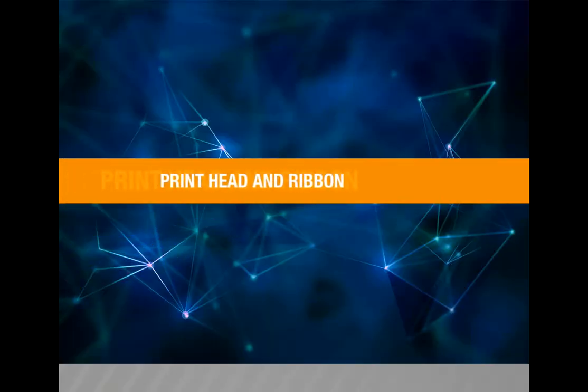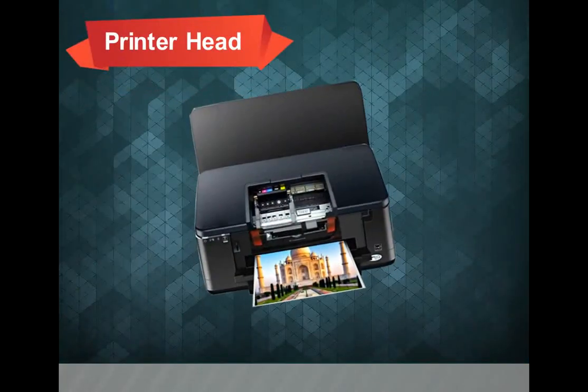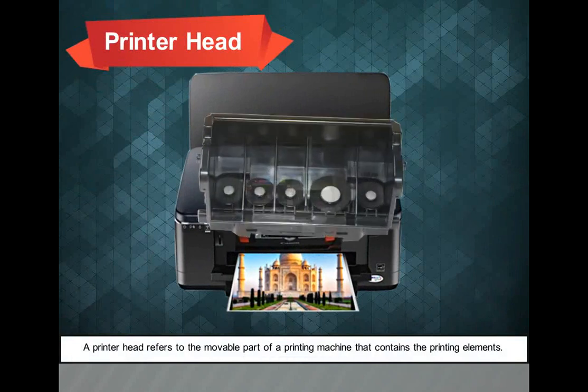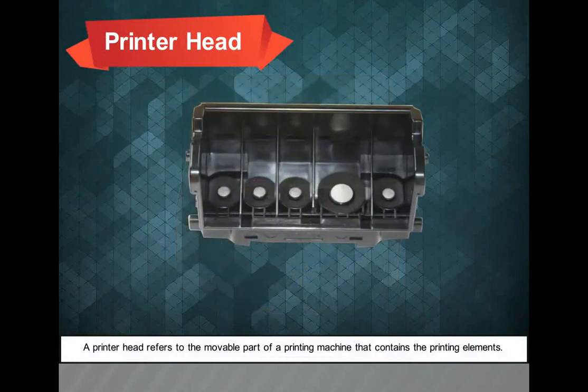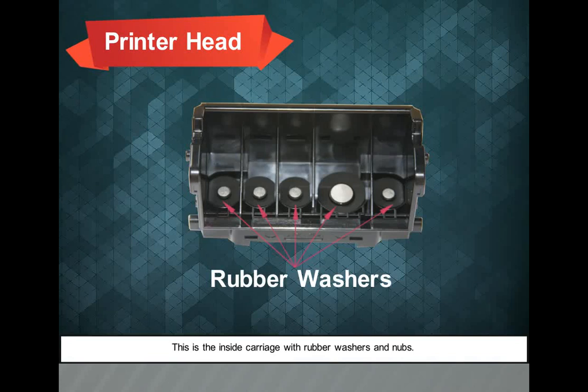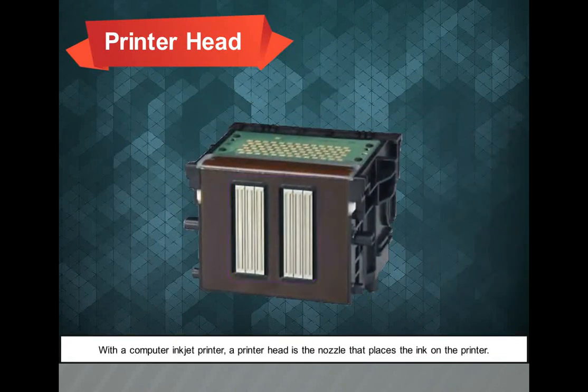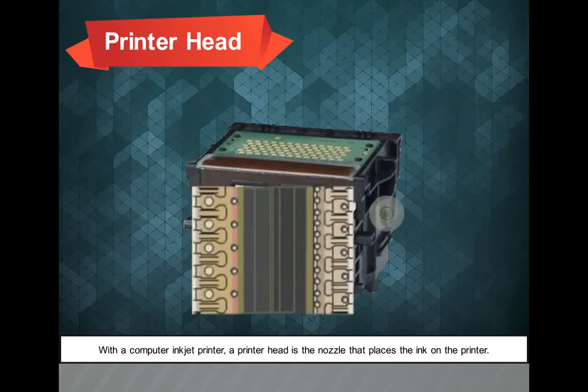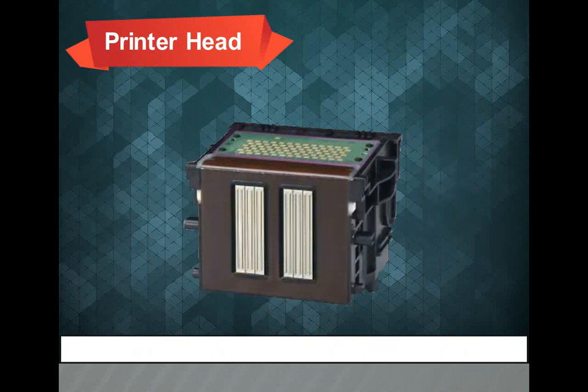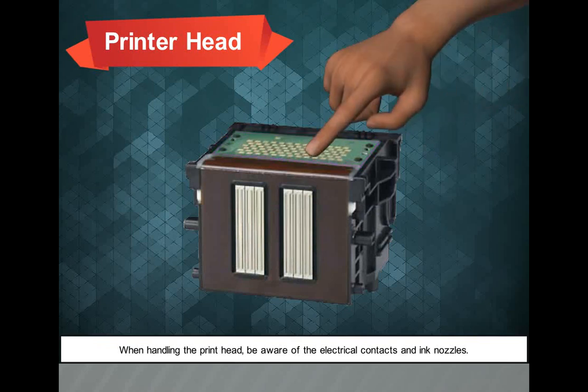Print head and ribbon. In this video, we will learn about print head and ribbon. Printer head. A printer head refers to the movable part of the printing machine that contains the printing elements. This is the inside carriage with rubber washers and nubs. With a computer inkjet printer, a printer head is the nozzle that places the ink on the paper. When handling the print head, be aware of the electrical contacts and ink nozzles.